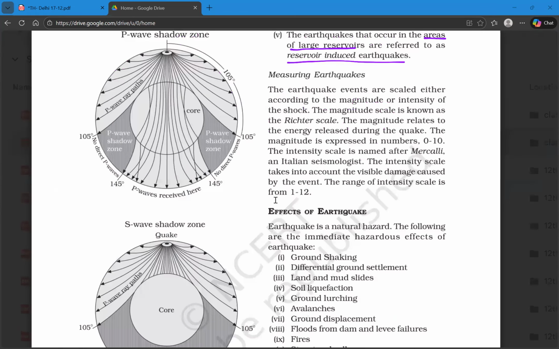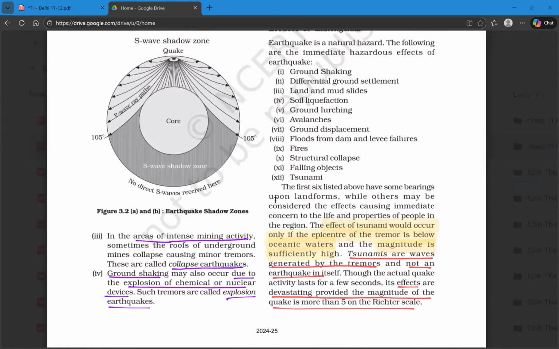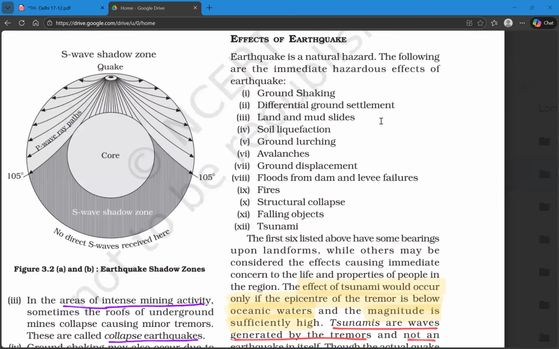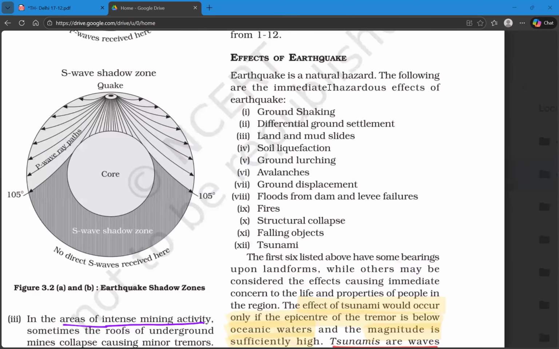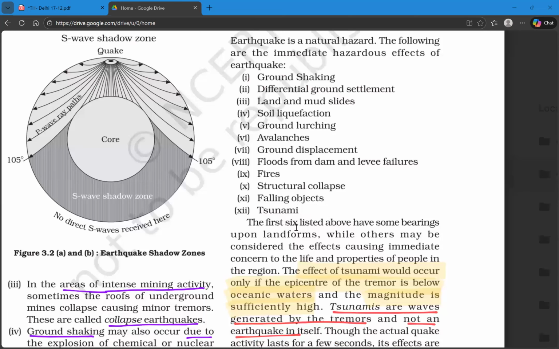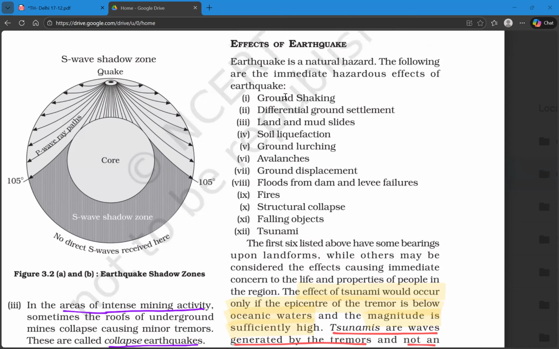Next, the last topic for today's video is effects of earthquake. Earthquake is a natural hazard. The following are the immediate hazardous effects of the earthquake. In this, the first 6 listed above have some bearings upon landforms. What are the first 6? Ground shaking, differential ground displacement, land and mud slides, soil liquefaction, ground lurching, and avalanches.